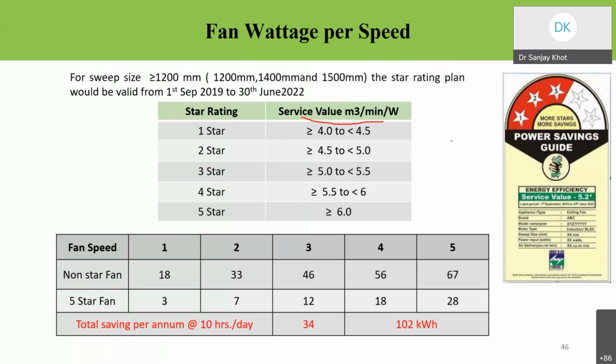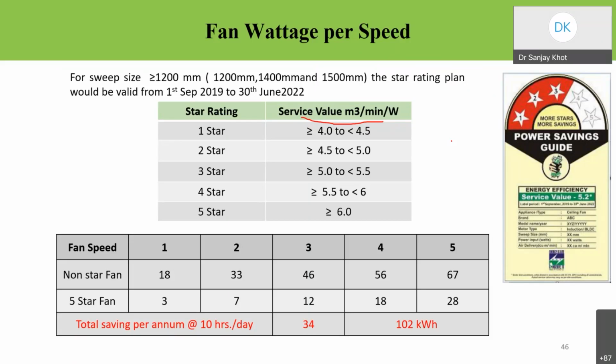Suppose this is the 3-star label pasted on any fan. Here the service value given is 5.2. You can see the service value for the 3-star starts from 5 and goes up to 5.5. That means 3-star appliances are available in the market from 5 to 5.5 service value. The significance is that if I go to 5.5, more quantity of air will be distributed inside the room per watt.